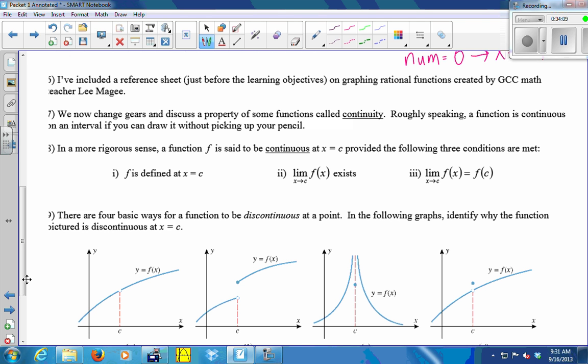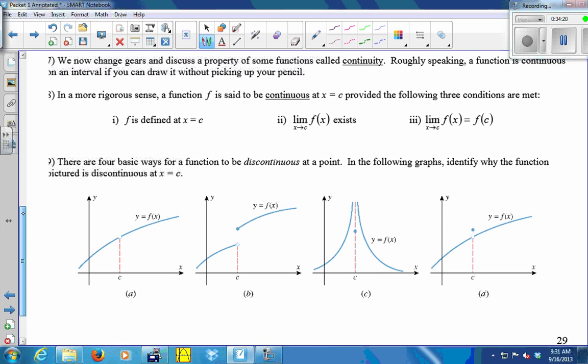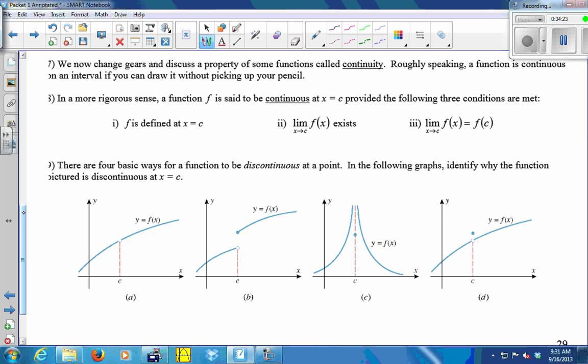All right, so we're going to change gears a little bit now and talk about a property of some functions called continuity. Roughly speaking, a function is continuous on an interval if you can draw it without picking up your pencil. That's sort of a colloquial, everyday English definition. In a more rigorous mathematical sense, a function is said to be continuous at x equals c if it meets these 3 criteria. f has to be defined at c, it has to have a value. The limit as x approaches c of f of x has to exist. And the limit as x approaches c of the function has to equal the function value.